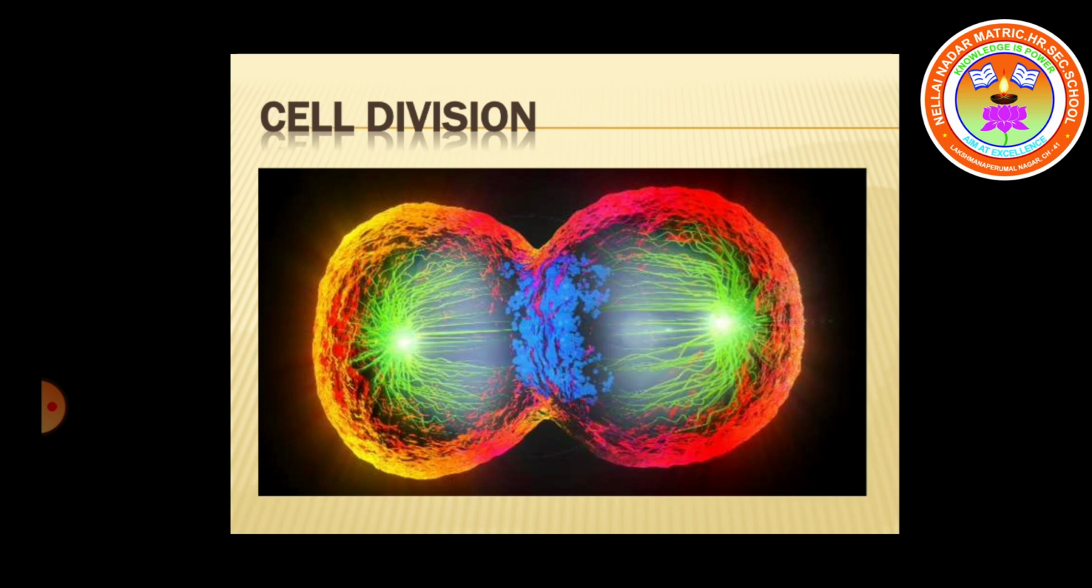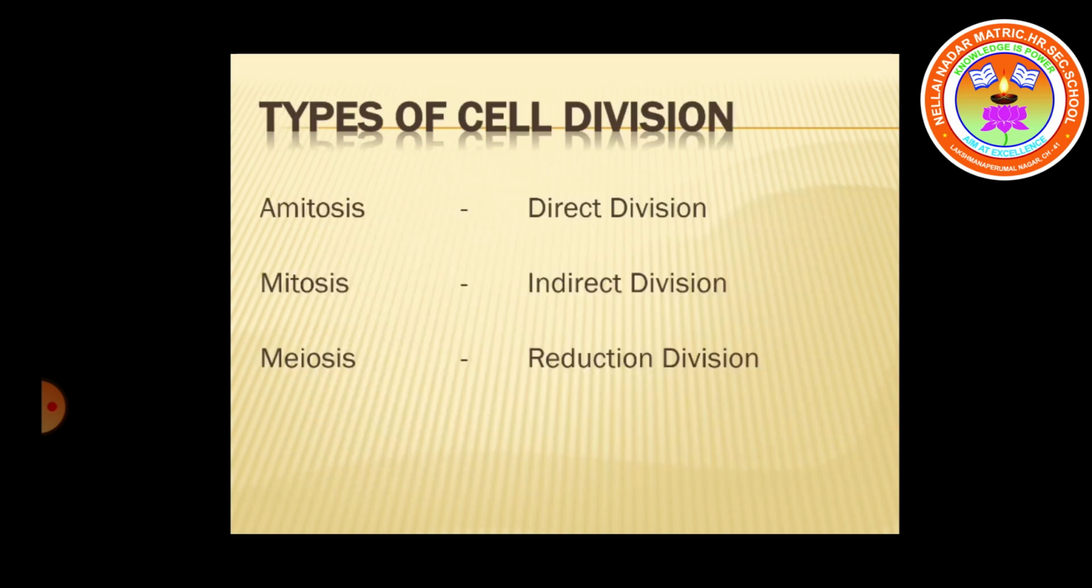Cell division. You may wonder how a single cell goes on to form such a large organism. All cells reproduce by cell division, the division of cells into daughter cells. So this is called cell division.